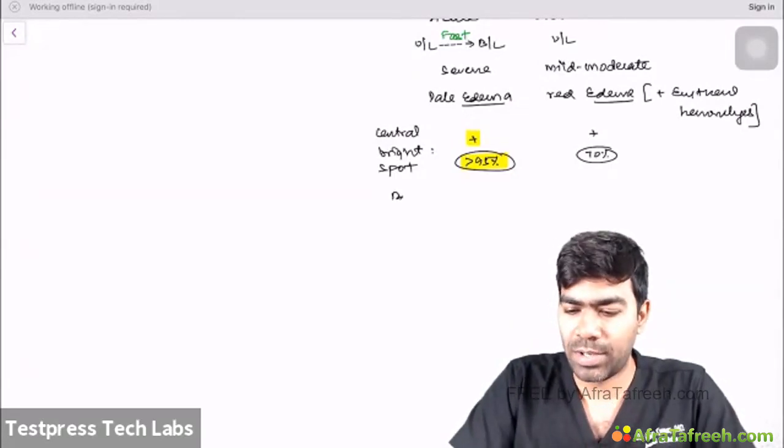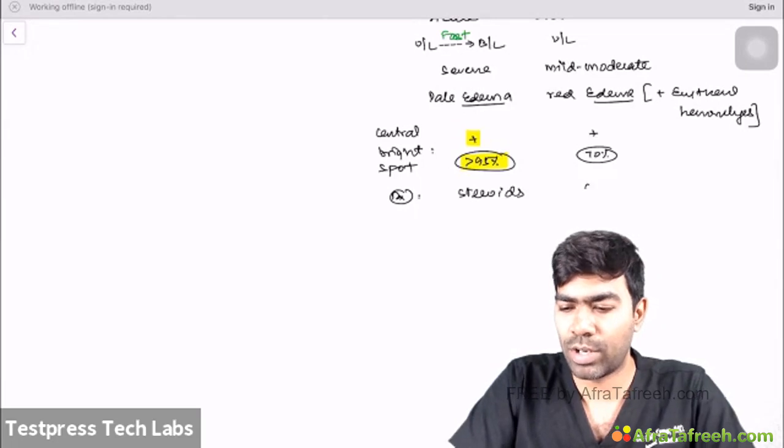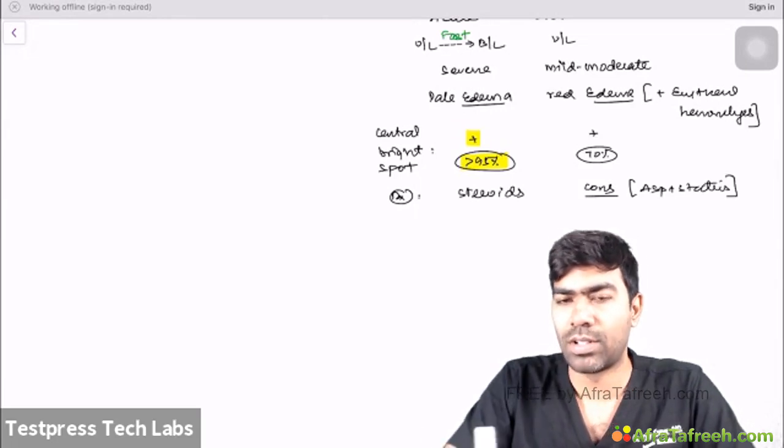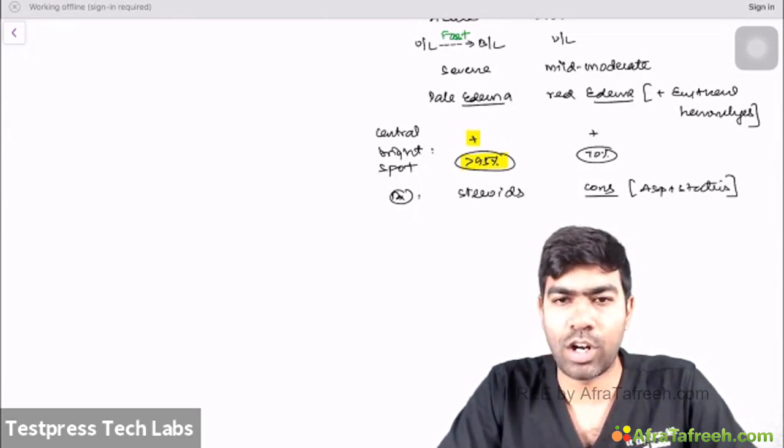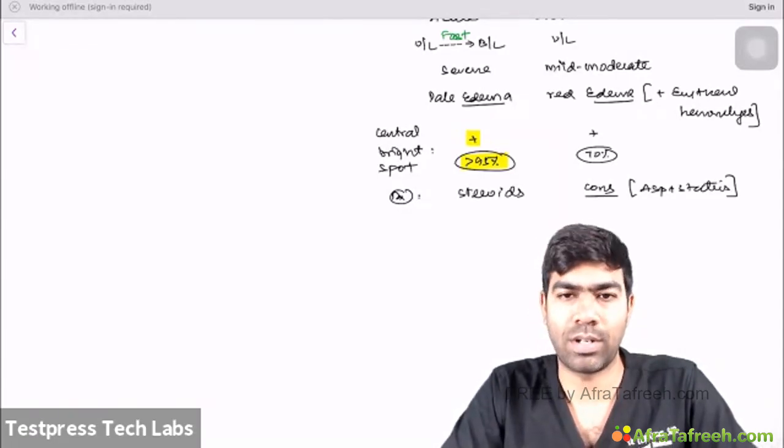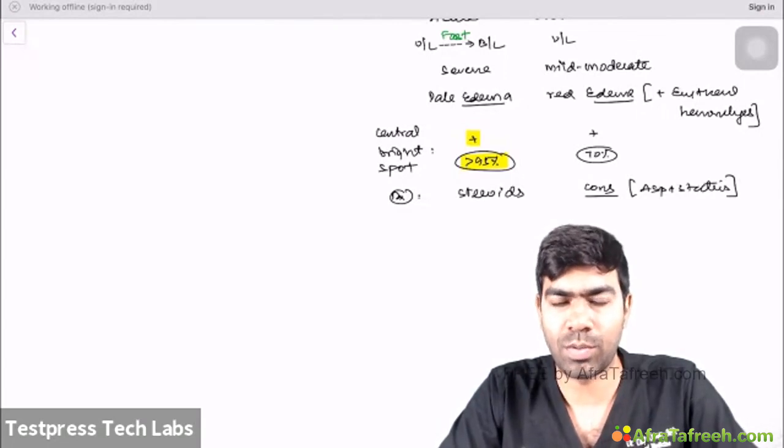And as far as the treatment is concerned, you're going to use steroids for these patients. Here you are going to manage more conservatively, in the sense that you'll be using aspirin, statins, and all this stuff. So that's how you manage a non-arteritic type of AION, that is anterior ischemic optic neuropathy.